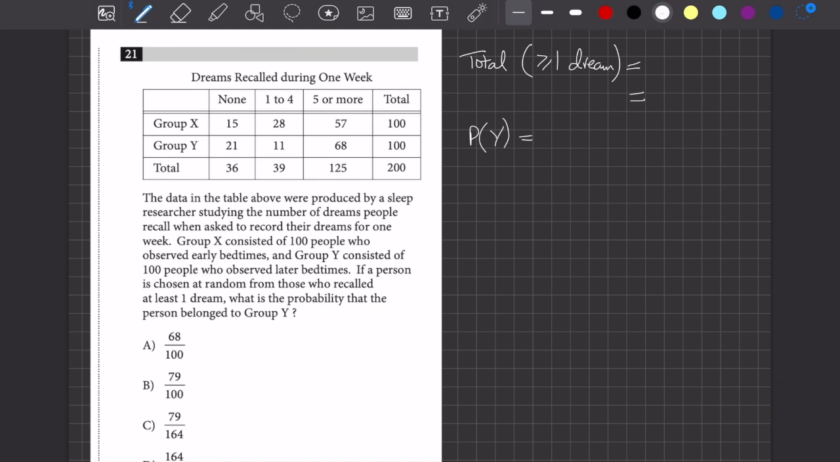In question 21, the total we are looking at is the number of people that recalled at least one dream. So 164. Then we need to find out how many of these were from group Y. So 11 plus 68 equals 79. Now the probability that we are looking for is 79 over 164, option C.